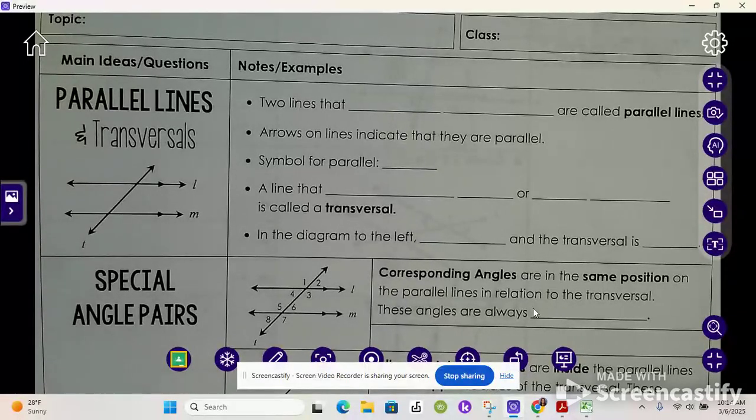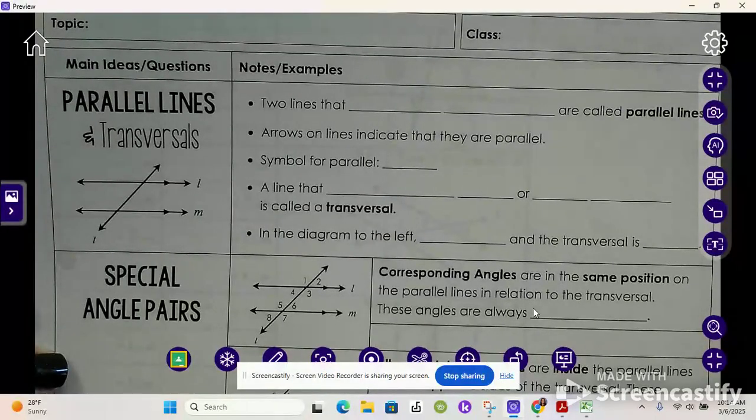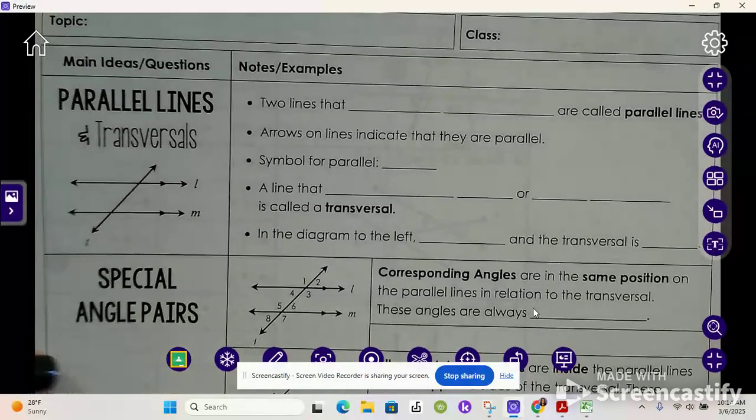Hi there guys, today we're going to look at our next section of our lesson, which is talking about parallel lines and transversals. This is on page 20 in your packet, so we'll get started.